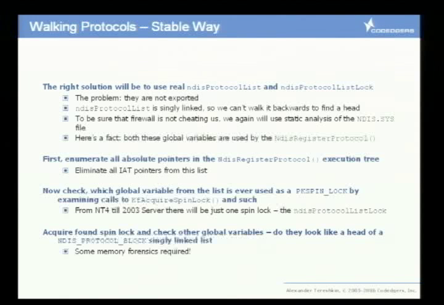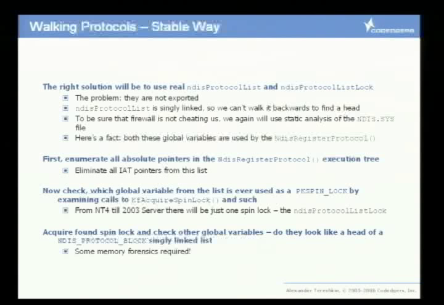But we can perform static analysis of the ndis.sys driver to find all these variables because they are global, and it's easy to find them by walking the NDIS register protocol function. Both of these global variables are used by this function. So if we enumerate all absolute pointers of this function, we will have a list of variables, and two variables from this list will be our needed ones.